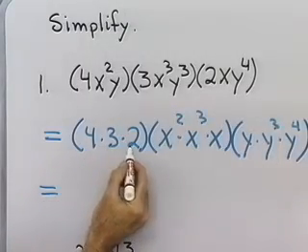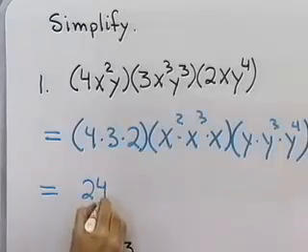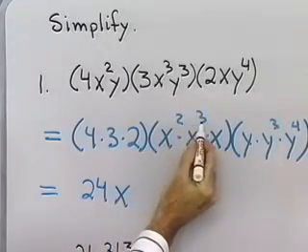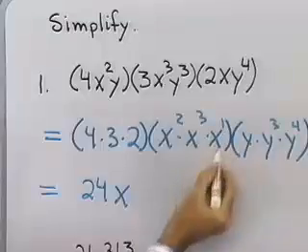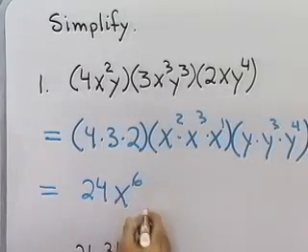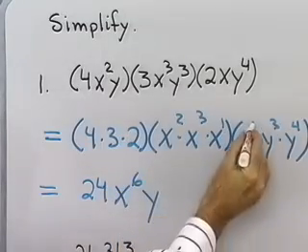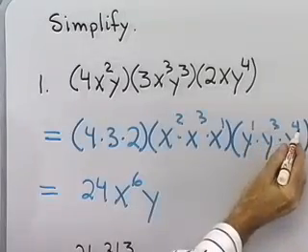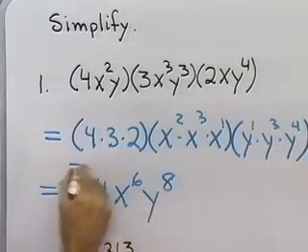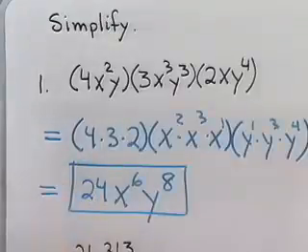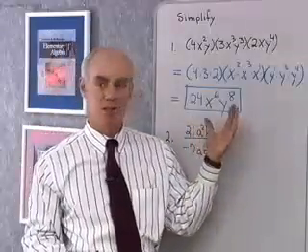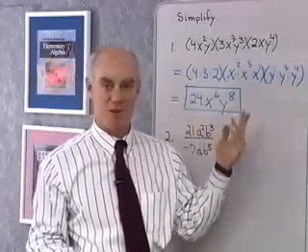4 times 3 is 12, times 2 is 24. X to the 2 plus 3 is 5, plus, that's an exponent of 1, so I have 6 for that. And y to the 1 plus 3 is 4, plus another 4 is 8. Remember, I add exponents when I multiply with the same base. So a nice simplification down to 24x to the 6th, y to the 8th.